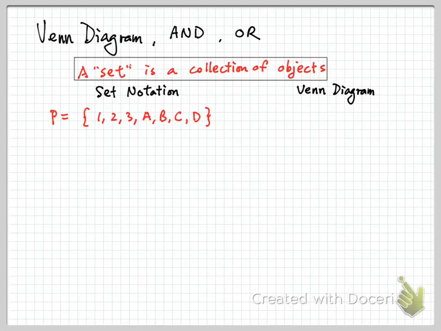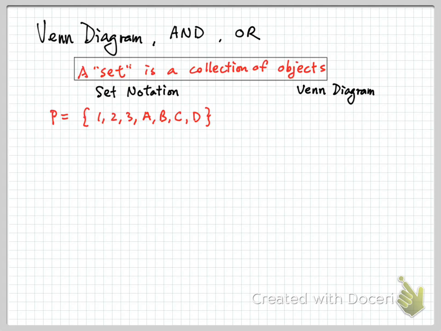In this video, we are going to talk about the Venn diagram and how to combine the Venn diagram with operators like and, or. A Venn diagram is a graphical representation of a mathematical item like a set. A set is a collection of objects, right?